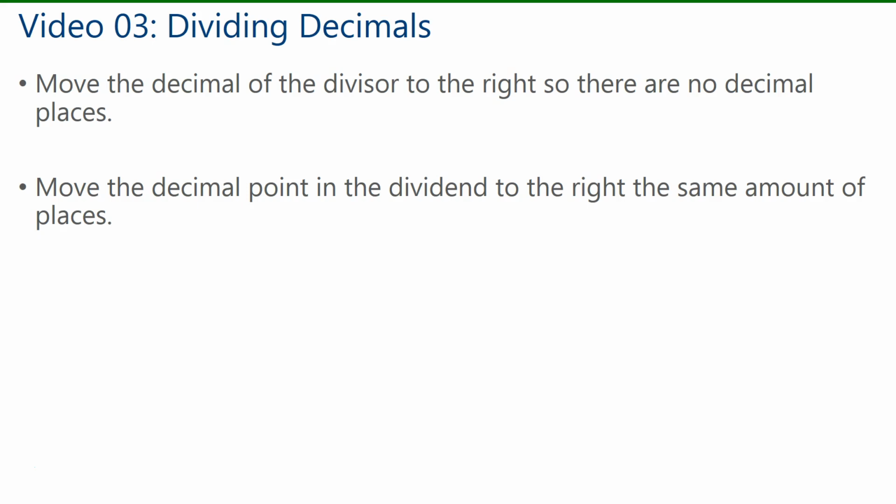And just to review some terms here, if I had to divide 2 into 17, for example, we call the 2 the divisor, and the 17 is the dividend.